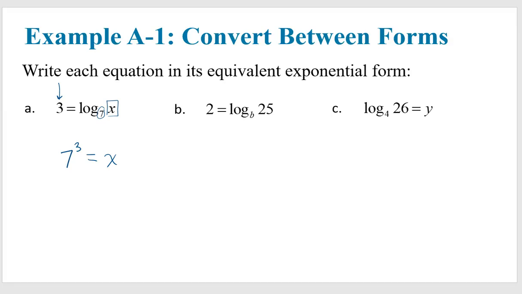So we're just going to practice a couple more of these, and then we'll go in reverse. We'll have exponential form, and we'll go back to logarithmic form. It's going to be very important that you're very fluid with these. All right, in problem B, I see that my base in my logarithm is b, so that will be my base in my exponent for my exponential form. The 2 is my exponent, because whatever number is on the outside, that's your exponent, and that is equal to 25, which is the number that is always inside your logarithm.